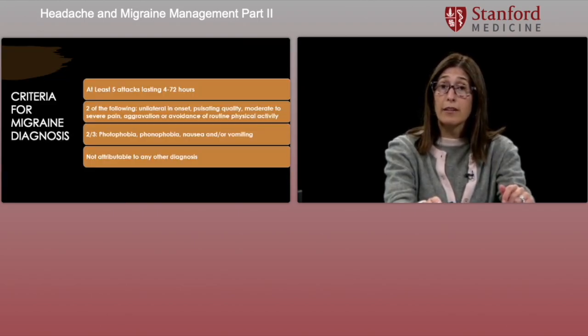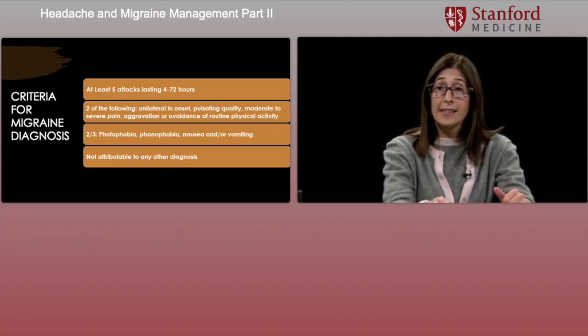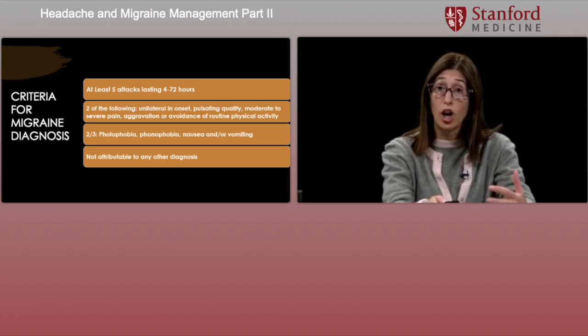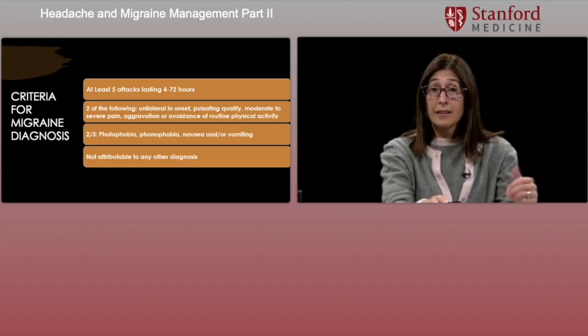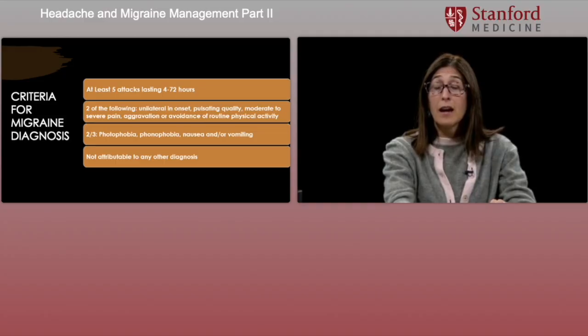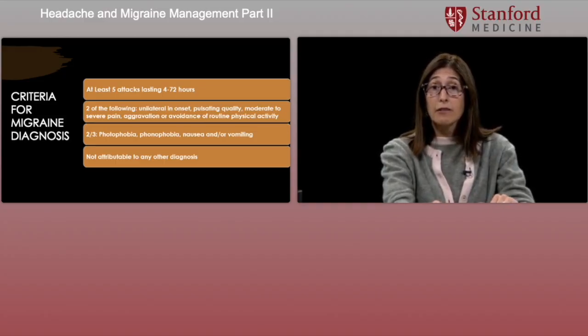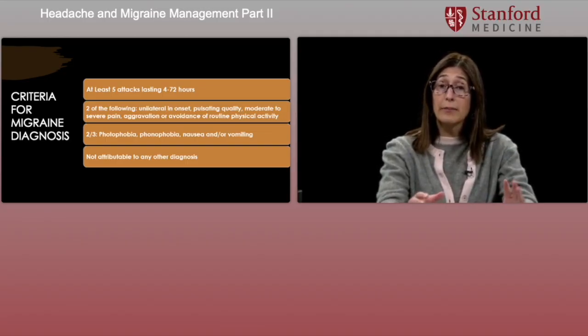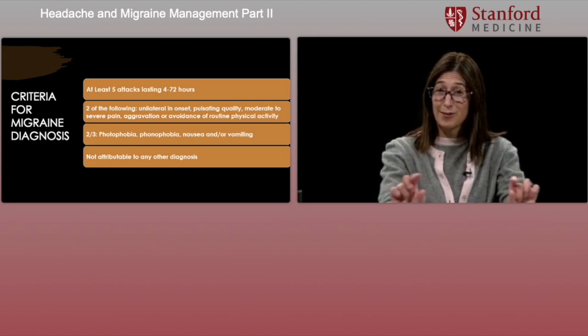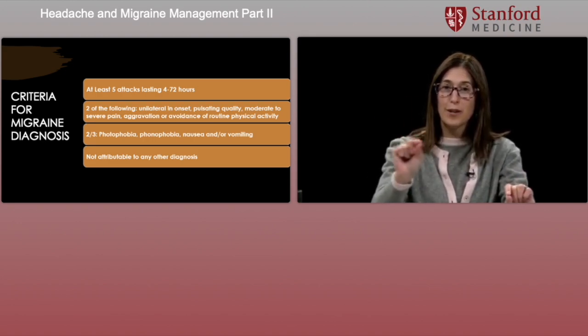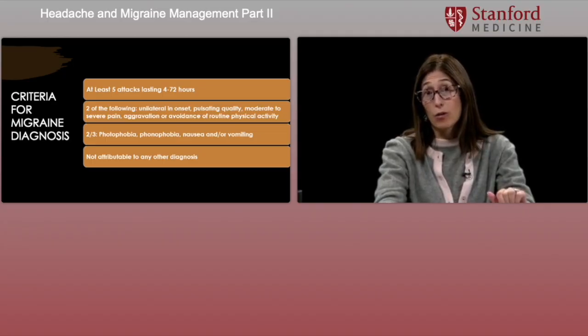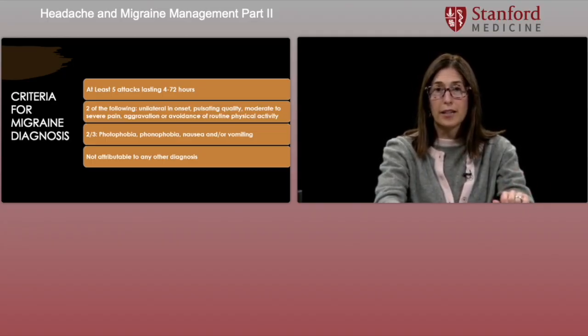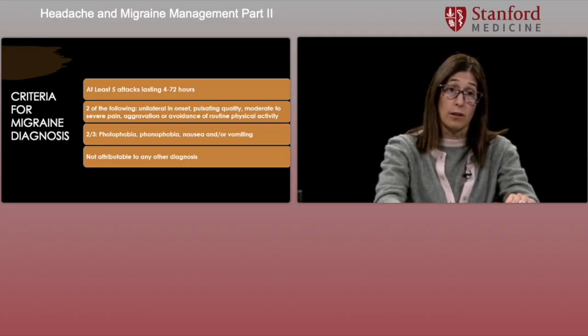But the criteria for migraine diagnosis, just to refresh everyone's memory, is that we want to have at least 5 attacks lasting 4 to 72 hours. These are long attacks. They're not brief. And they include unilateral pain at onset, a pulsatile quality to the pain, moderate to severe pain, aggravation or avoidance of routine physical activity. And then usually they are accompanied by 2 out of the 3 in this little column: photophobia, phonophobia, nausea, and/or vomiting. And there's no other attributable diagnosis. So those are the basic criteria that we're working with.